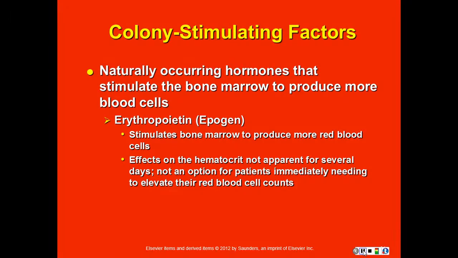Now, you may be asked to give what we call colony-stimulating factors. This is your Epogen, which is erythropoietin. This is, remember, that hormone that is secreted by the kidneys that kicks in RBC production. Okay? So it stimulates the bone marrow to produce more blood cells. It is an IV push.